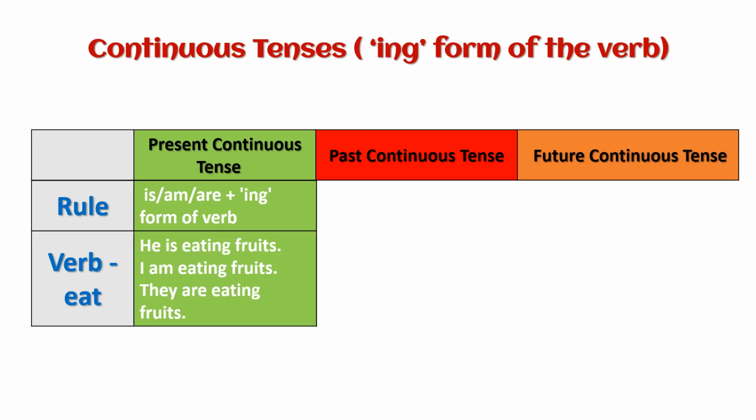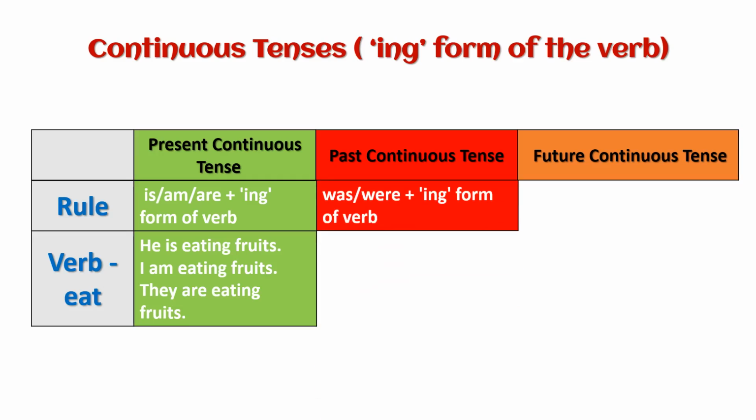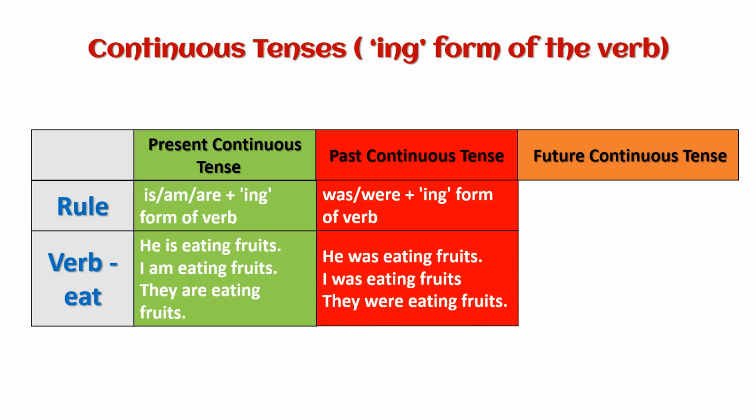Now coming to the next tense, that is past continuous tense. Now past continuous tense, again it requires one helping verb plus ing form of the verb. लेकिन यहाँ पे helping verb हम कौन सा use करेंगे? We will either use was or were. So let us see the examples here. He was eating fruits. Singular subject के साथ was. And with I, we use I was eating fruits. And plural subject के साथ were.